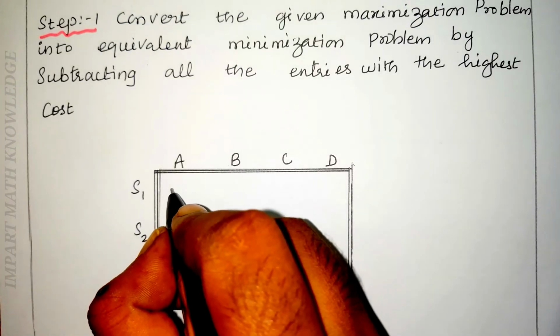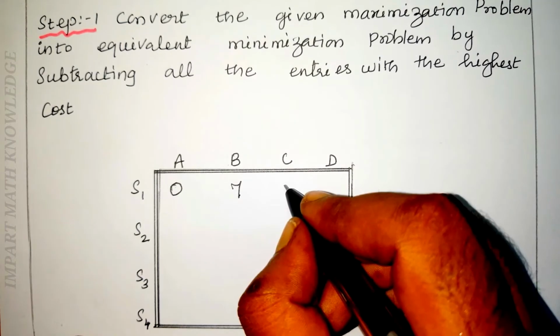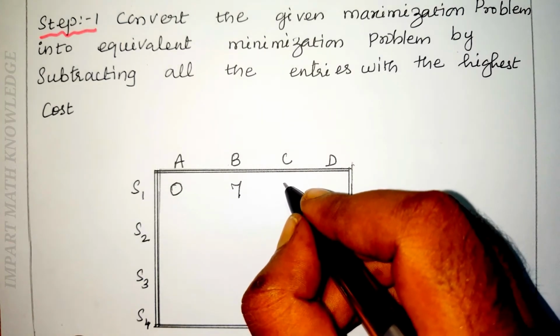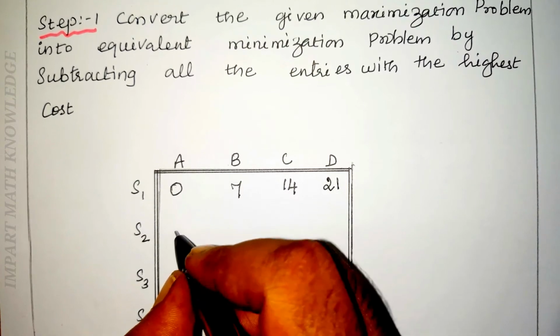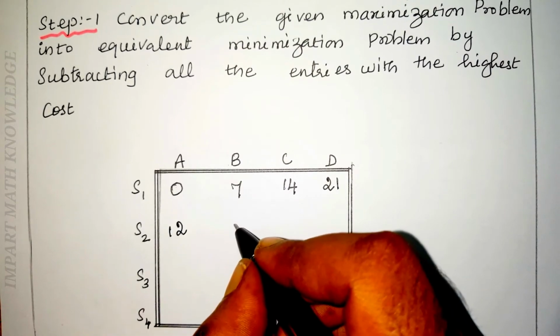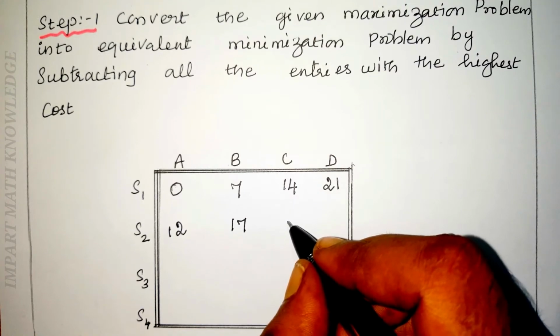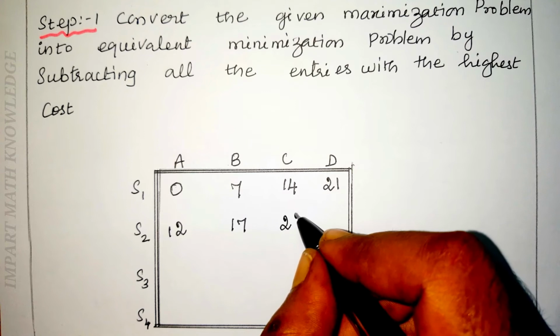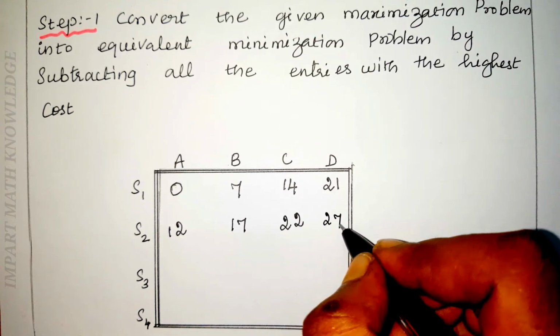42 minus 42 is 0. 42 minus 35 is 7. 42 minus 28 is 14. 42 minus 21 is 21. Second row: 42 minus 30 is 12. 42 minus 25 is 17. 42 minus 20 is 22. 42 minus 15 is 27.